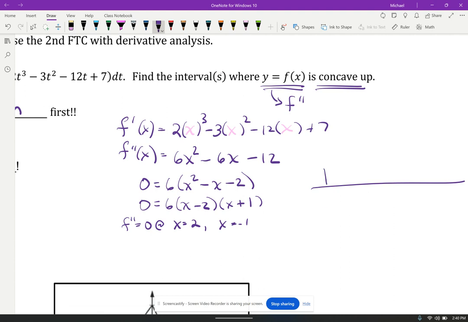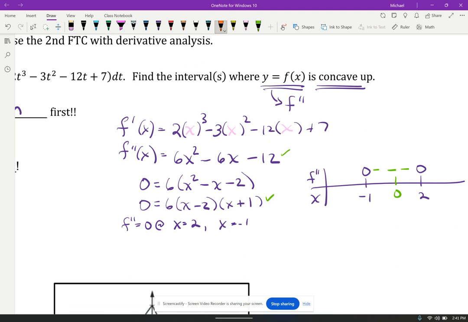And I create a little sign chart. For x's negative 1 and positive 2, the second derivative of f is 0. And now we're going to test points and plug them back into the second derivative. We can plug them into this second derivative, or into this one. It doesn't matter as long as we plug it into the second derivative. Pick a point between negative 1 and 2. I'll pick 0. If I substitute it into this derivative, 6 is positive, 0 minus 2 is negative, 0 plus 1 is positive, and a positive times a negative is negative. I could have chosen any point in between, so all of these are negative.